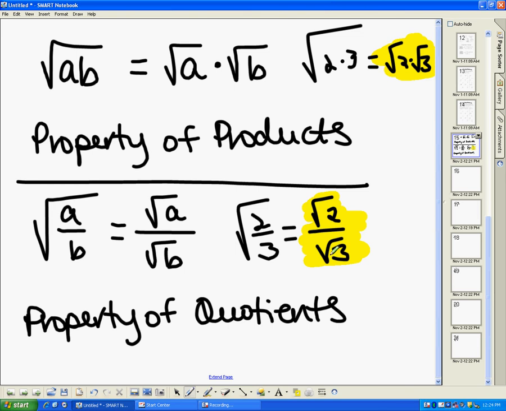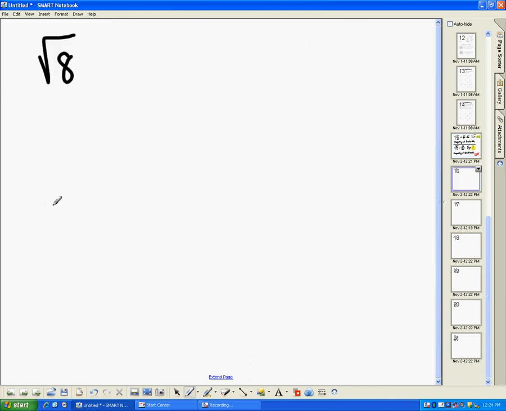You want to get them out of the radical symbol, or out of the radicand. This is called a radical symbol. Everything that's underneath it is called the radicand. Okay? All right, so let's start with the square root of 8.